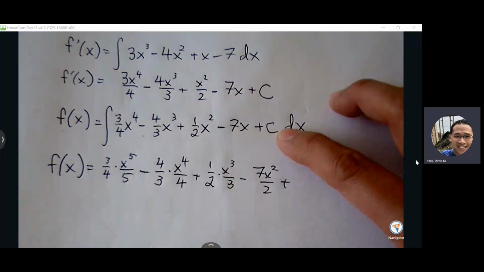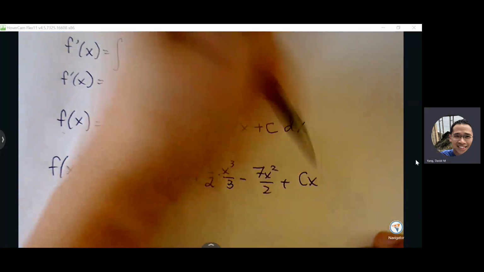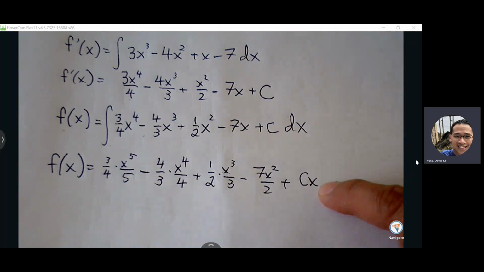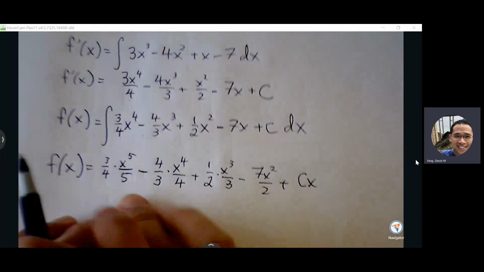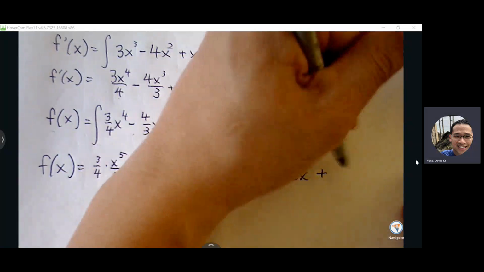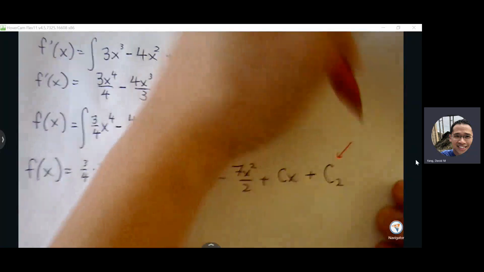Okay, what does c become? cx, right? That's a constant. Imagine that's a 3 or 5 or 8. 8 will become 8x. c will become cx. However, this will produce its own what? c. So you can say plus k or plus c sub 2. Either way is fine. Those are the most common ones.